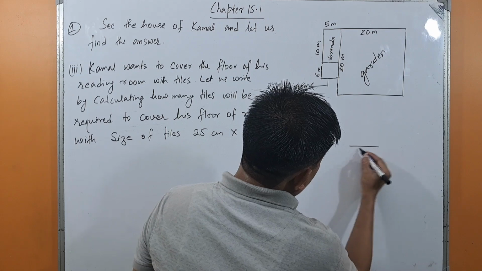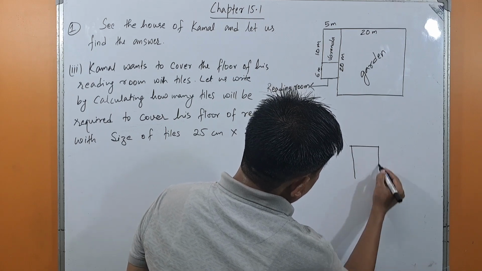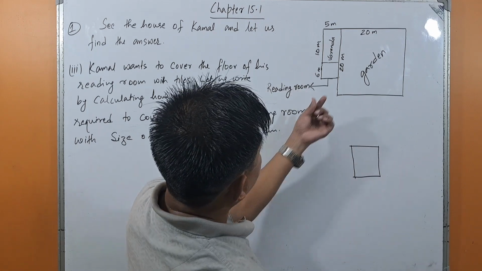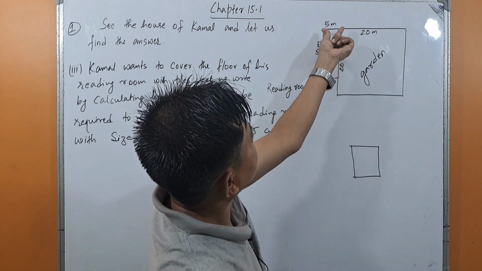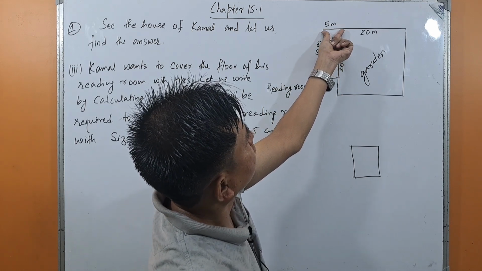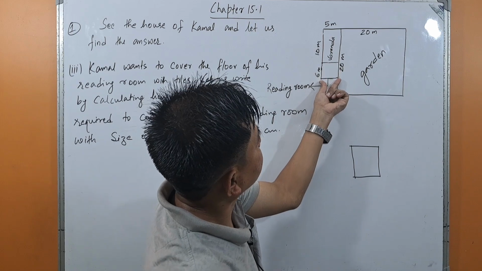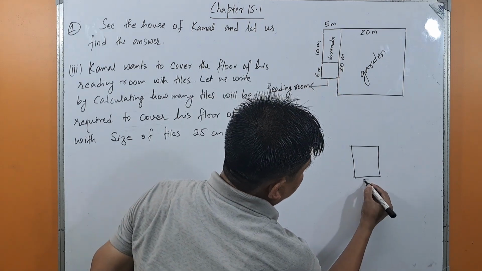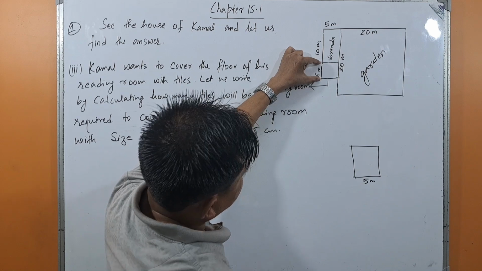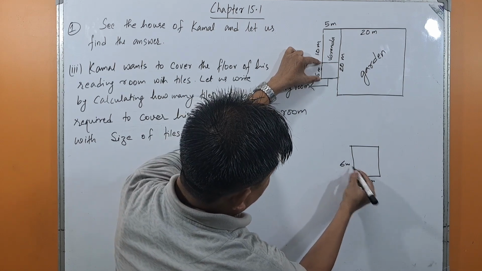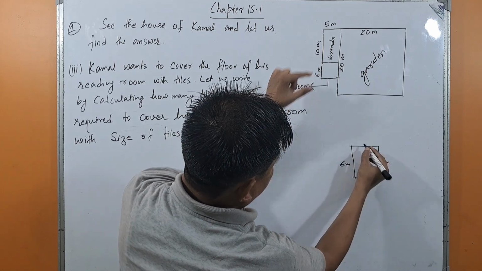Let me draw the reading room again. Now this side is equal to this side and this side is equal to 5 meter. 5 meter, 5 meter and 5 meter. So breadth of the reading room is 5 meter and length is 6 meter, isn't it? This is 6 meter. That means this is also 6 meter and this is 5 meter.